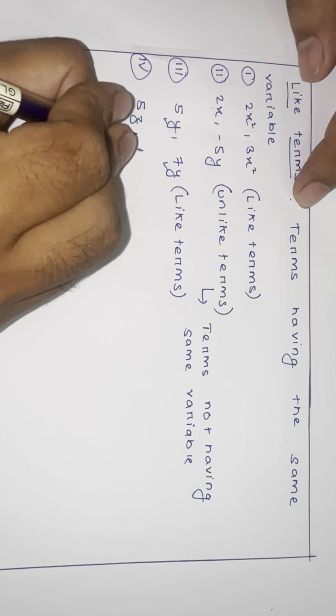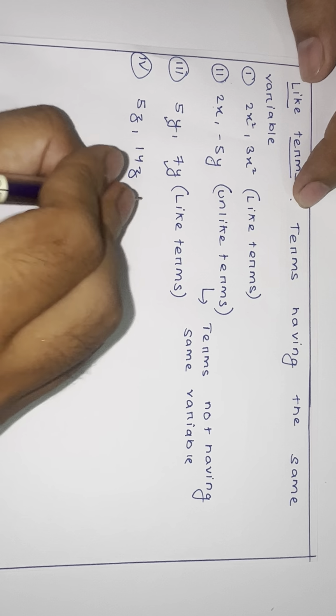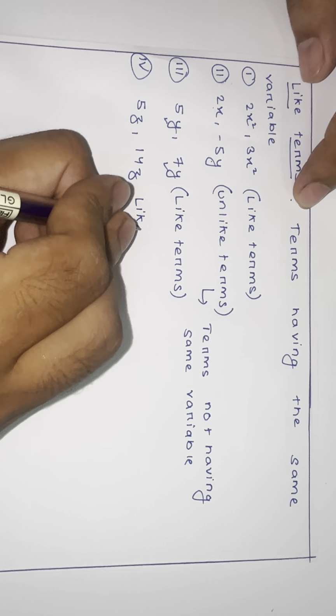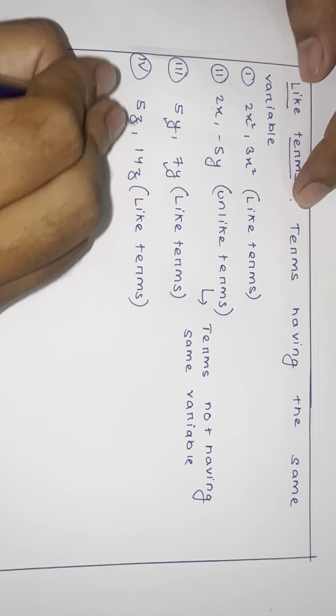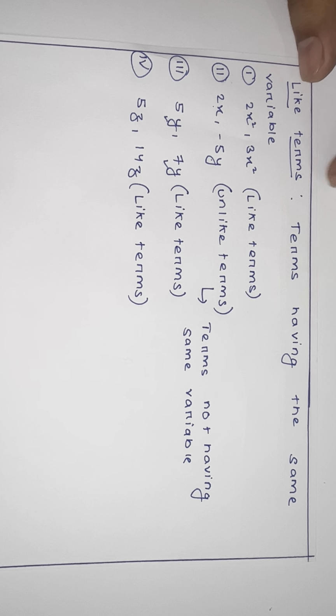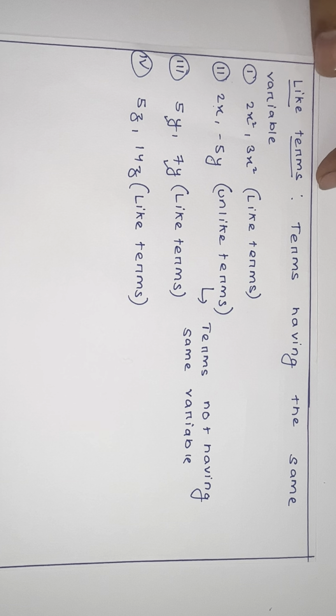If I write one more, 5z and 14z. Here also they are like terms, because here also z is there, here also z is there. So what kind of terms will both of them be? They will be like terms. Okay, so this is the basic concept for like terms.